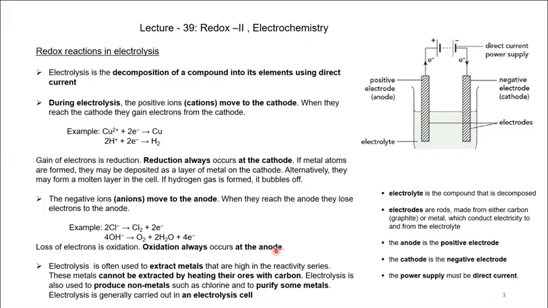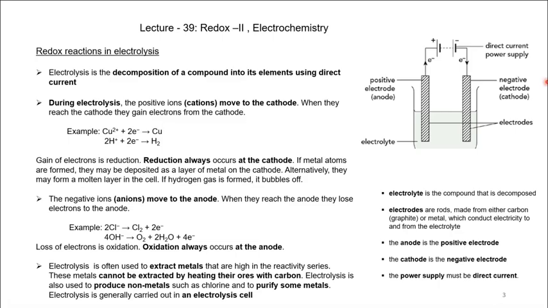Okay, why do we have to have this electrolysis? Well, we can extract metals by electrolysis. That's a very important thing. There are metals whose ore could not be reduced with carbon, so we have to use the electrolysis process to get them. We can also produce non-metals by electrolysis. We can purify some metals by electrolysis. So electrolysis is generally carried out in an electrolysis cell.